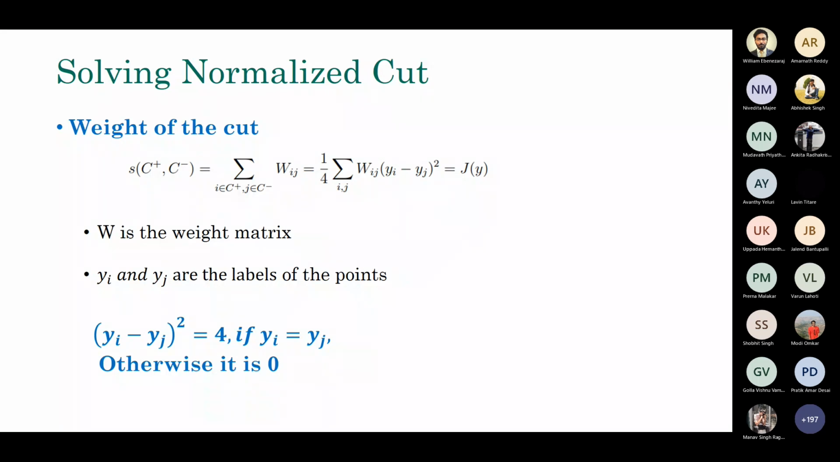So all we have to do is solve the normalized cut problem. What is the weight of this cut? Say that I have one group C plus and another group C minus. The weight of the cut is basically the sum of all the crossing edges. You take the nodes from this side and that side, and simply take the sum of all the edges which are crossing the two groups.